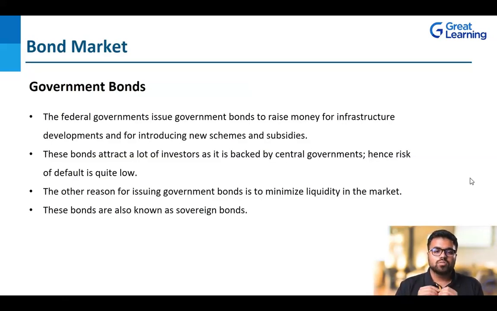Second, these bonds attract a lot of investors, right? Government bonds, because it is the central government that gives out these bonds, the risk of default, the risk of them not paying you back, is very less. And the other reason for issuing government bonds is to minimize liquidity, as I already mentioned. These bonds also act as a sovereign bond. We also call it a sovereign bond, depending on which country you are in. In India, you would call it a government bond. In America, you would call it a sovereign bond. So it depends on where you belong.